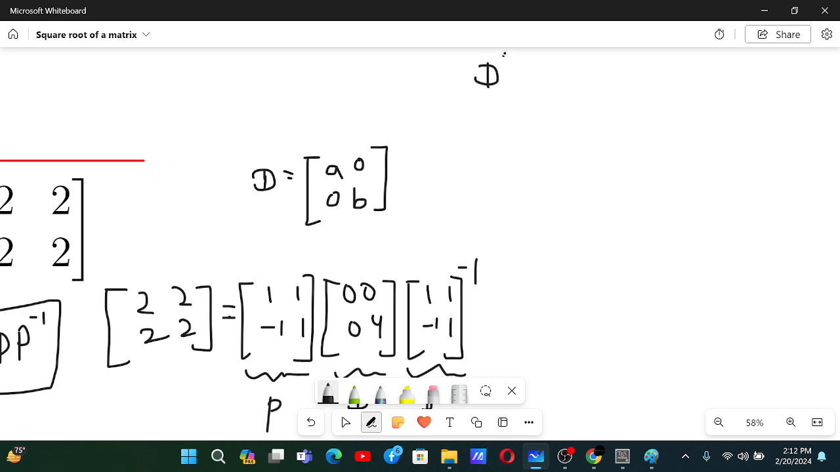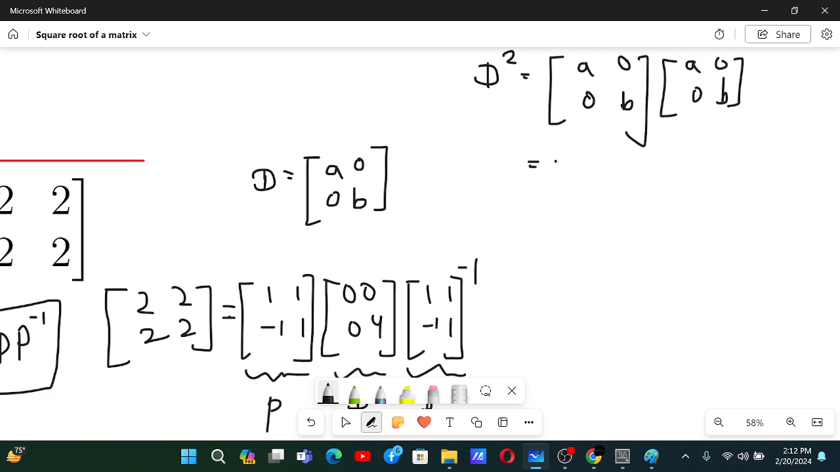Let's say you want to find D squared. That will just be [a, 0; 0, b] squared. That means multiplying it twice: [a, 0; 0, b] times [a, 0; 0, b]. If you multiply this, you will see that it's really simple. a times a is a squared. a times 0 plus 0 times b is 0. 0 times a plus b times 0 is 0. And b times b is b squared. You see?